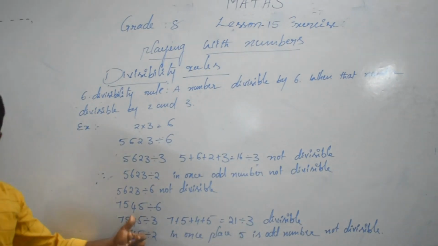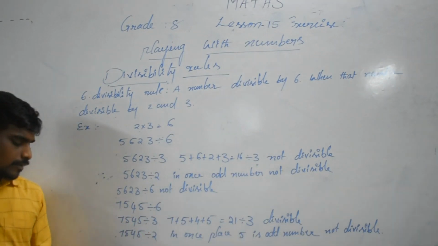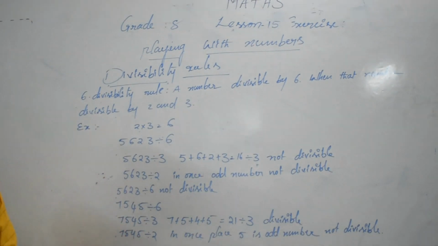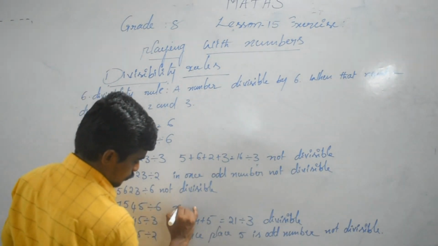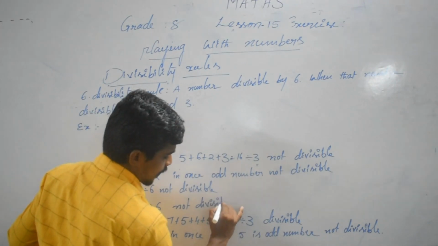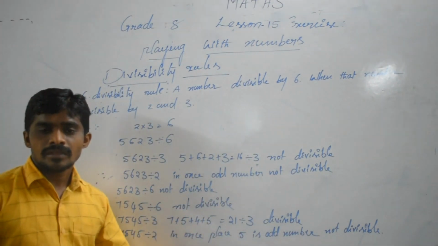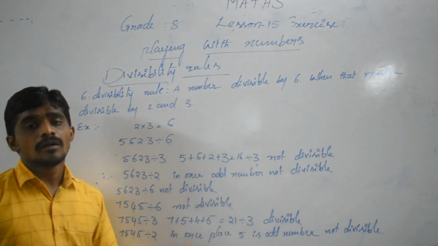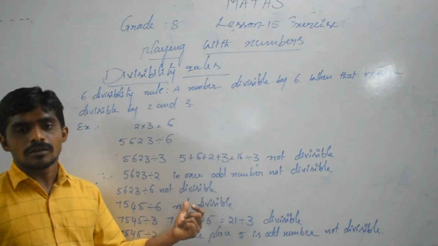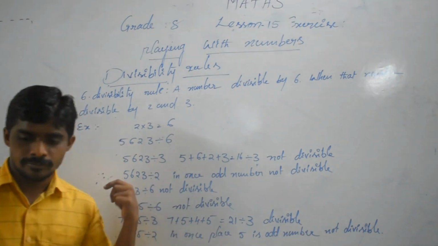So here one rule is satisfied, one is not. Totally, 7545 is not divisible by 6. Why? The 3 rule is satisfied and the 2 rule is not satisfied. If both rules are satisfied, in this case 6 is also divisible. So if any one rule is not satisfied, 6 is also not divisible.